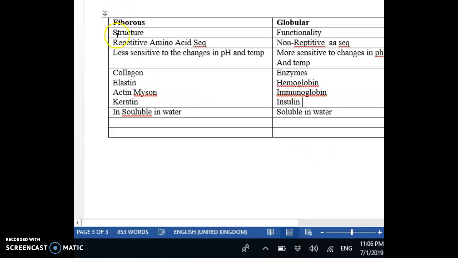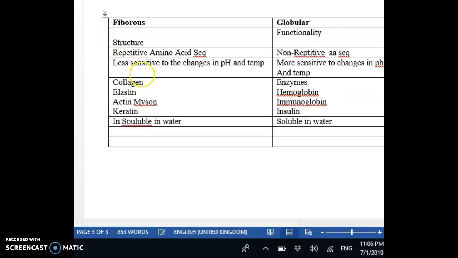One thing I forgot to mention over here would be the shape. So for fibrous it'd be long and narrow, and over here would be round shape.